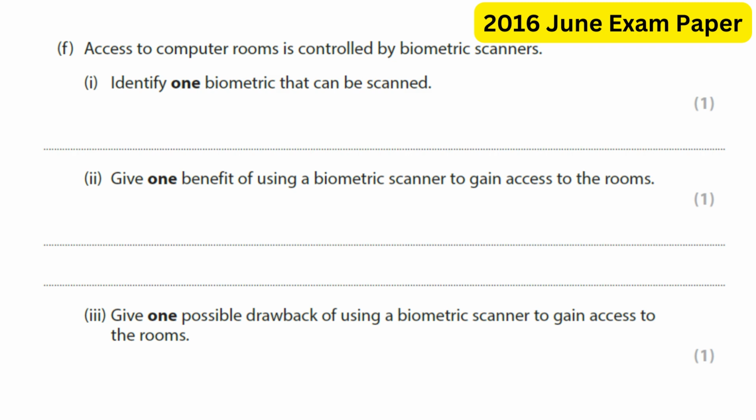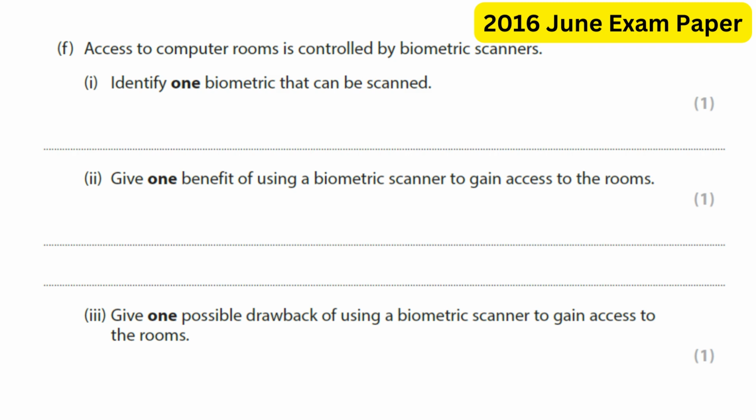Right, this is from the 2016 June exam paper. Access to computer room is controlled by biometric scanners. Identify one biometric that can be scanned. Okay, this we discussed in the previous lesson. We can answer fingerprint or thumbprint. It could be retinal scan or face recognition or voice or speech recognition. We can mention any of these to get 1 mark.